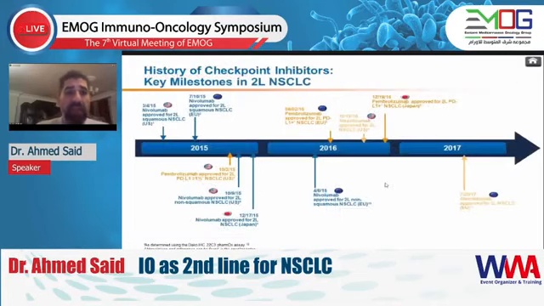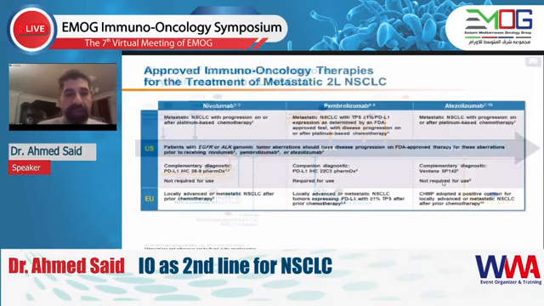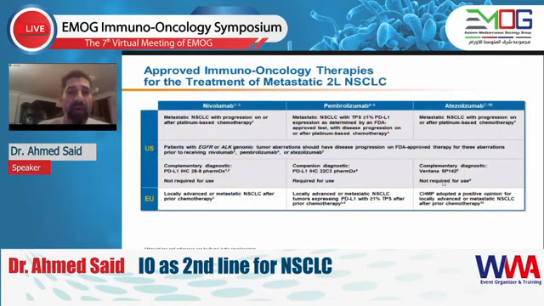So this is the history of checkpoint inhibitors that we have till now in the second-line setting. As we mentioned before, nivolumab was approved in the US first for squamous, then followed by non-squamous. Pembrolizumab was approved for the non-squamous second-line setting for PD-L1 more than 1, followed by Japan and Europe, and lately atezolizumab in Europe and the United States. So we have these three molecules approved as immuno-oncology therapies for the treatment of metastatic non-small cell lung cancer.